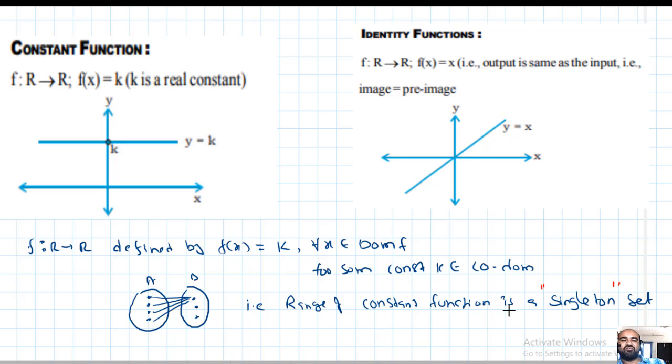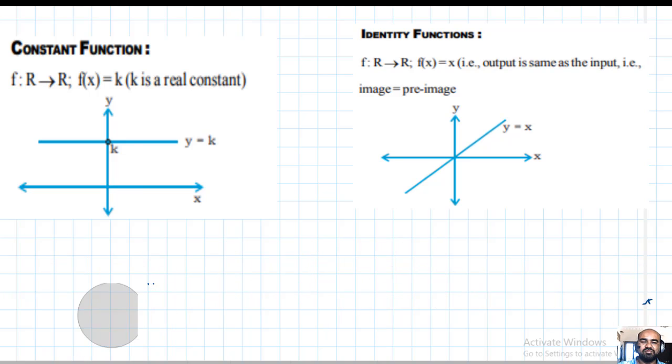So graphs of functions are very important. That's why here I wrote a graph. This is the x-axis. This is y equals k. Okay, I think you understood. Again I will explain. You write down this one. Okay, I think that is completed. Now the graph is important. Graph of a constant function.